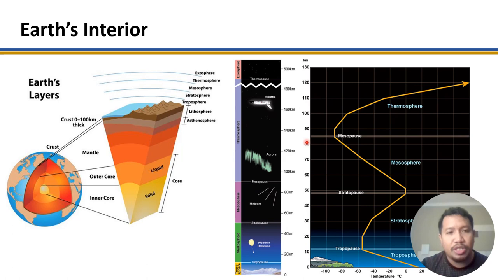So the high temperature indicates the amount of energy being absorbed by the molecules, but with so few molecules in this layer, the total number would not be enough to heat our skin actually. So the bottom of the thermosphere is the mesopause. So this is the transition layer into the mesosphere. Let's take a look on the mesosphere.